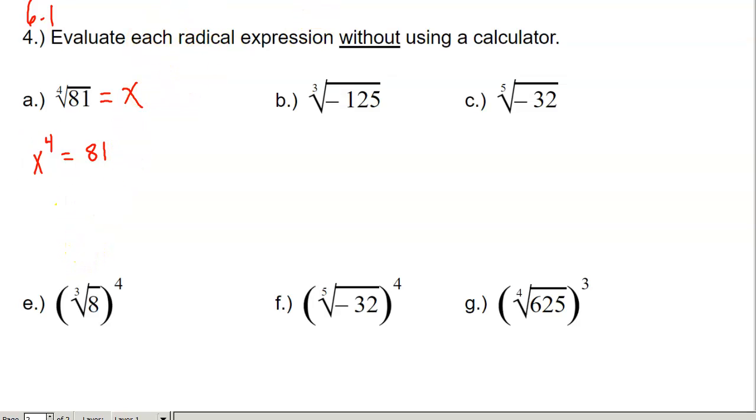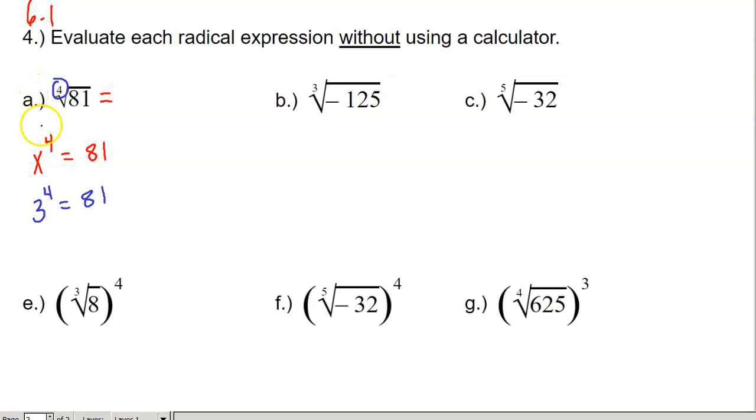So without a calculator, you're just trying to think about whole numbers that could do this job. If I took the number 2, 2 times 2 times 2 times 2, or 2 to the fourth, that's equal to 16, so it can't be that. If you go to the number 3, you get to your answer. 3 times 3 times 3 times 3 is 81, or 3 to the fourth is equal to 81, so that's an answer.